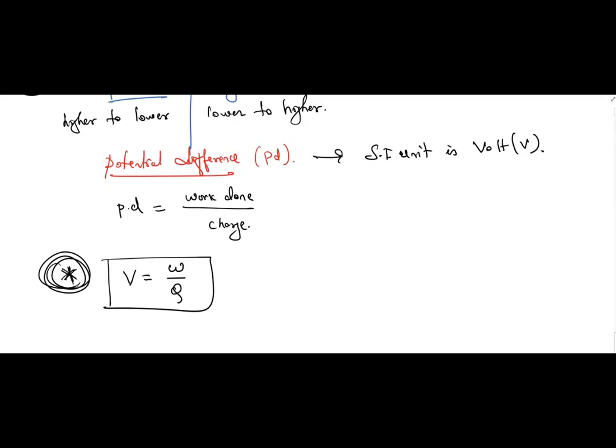Work done is nothing but how much effort you put in, how much amount of work you have done. That is W. So V is equals to W by Q.